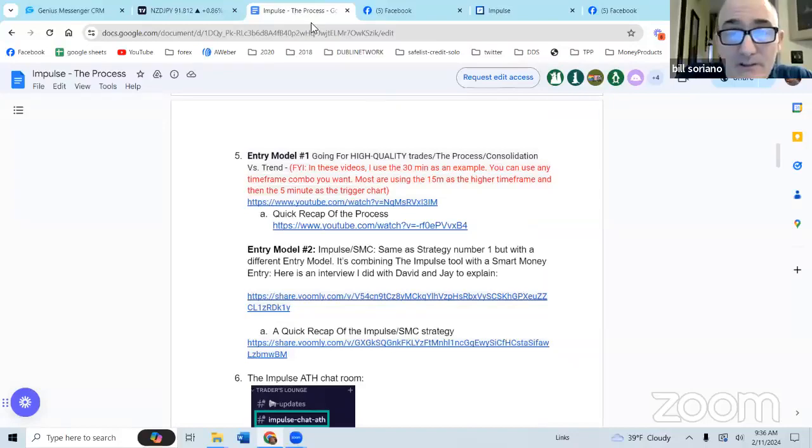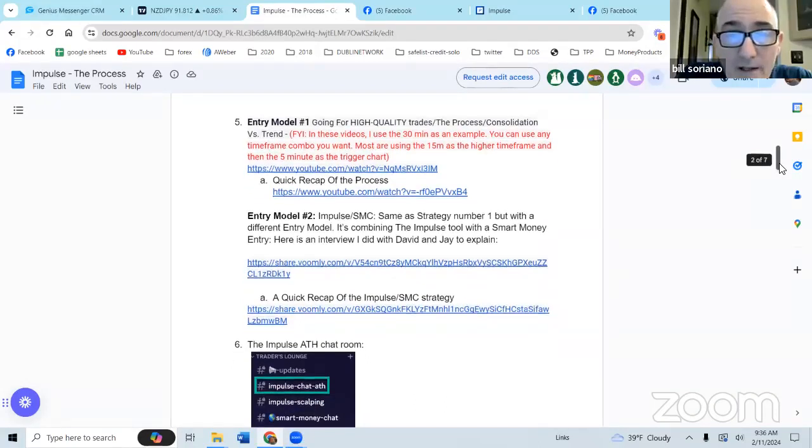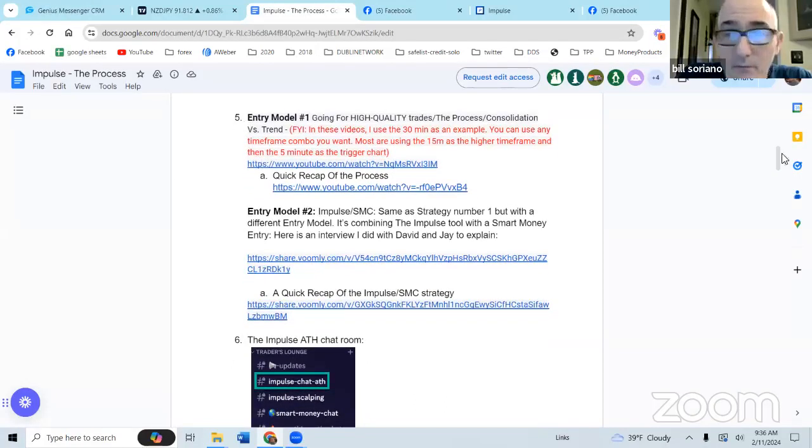This is the impulse process sheet. And this is using our entry model here, 1, and there's, well, I'm sorry, it's strategy 1, but there's 2 different entry models, okay? And regardless of which entry model you decide to use, the way that I showed you just there to go through impulse, find which pairs you want to trade, and then set your alerts in TradingView on your higher time frame, which for me is a 30-minute, that's exactly how you do that, okay?